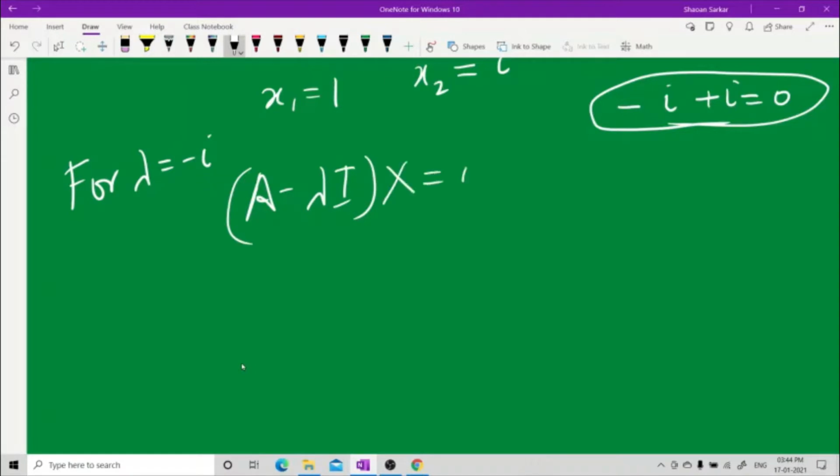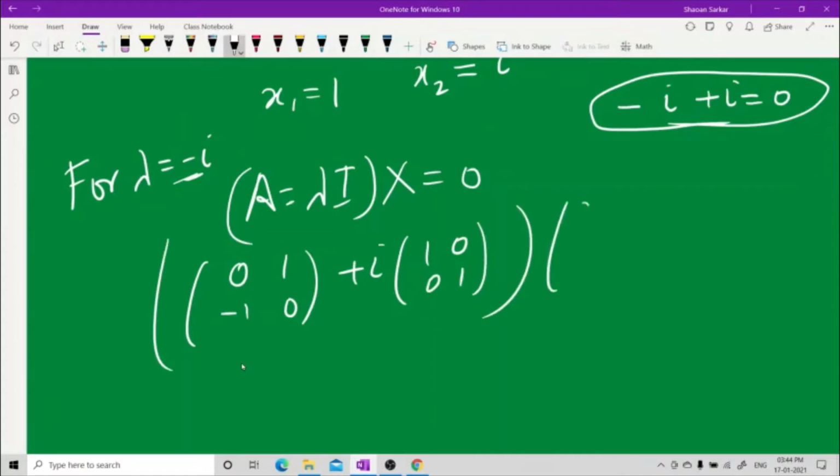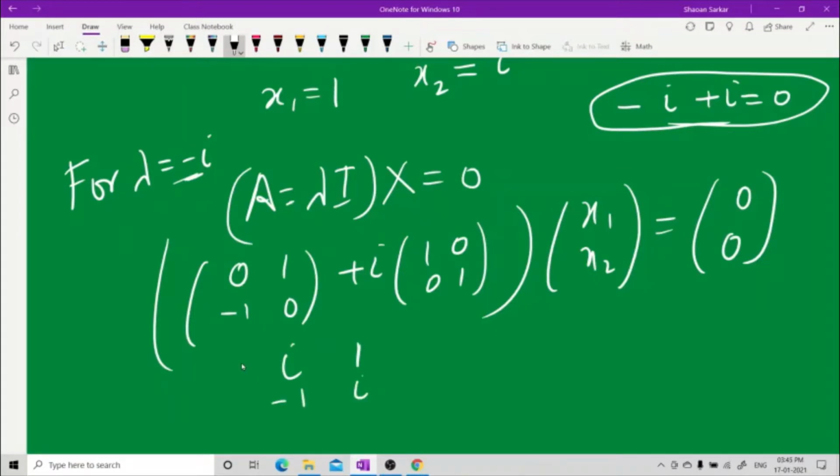Now you will write this as it is. Now this was 0, 0, and this was 1, minus 1 and 0, with now this being minus and here a minus, so this will become plus i, 1, 0, 0, 1, and the whole thing with x1, x2, and this will be 0, 0. So now you will have, see, this will be i, 1, minus 1 and i. I hope you are getting it.